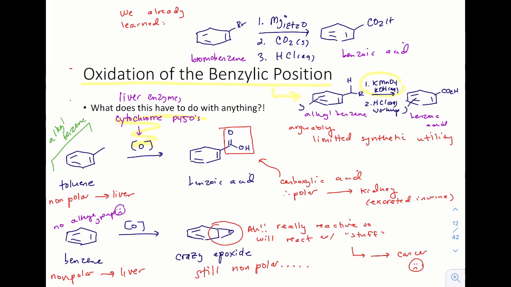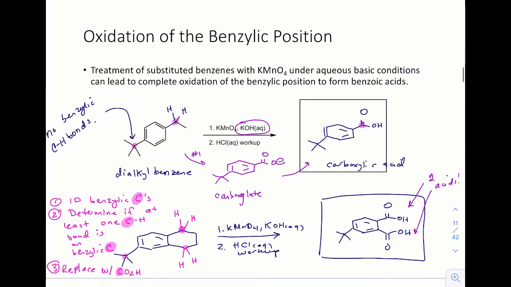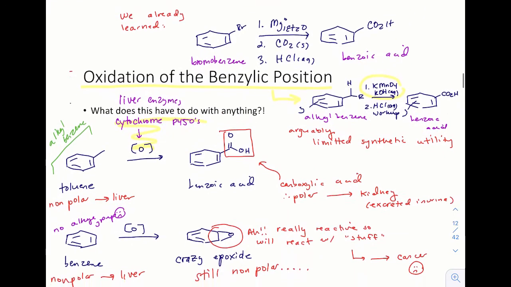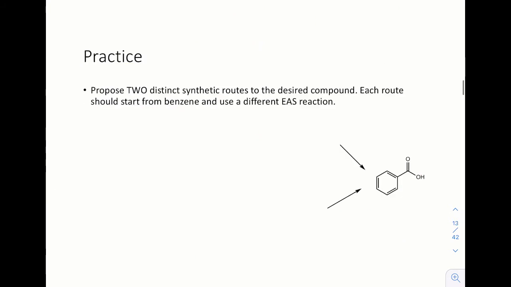So there are really two reasons why we learn the oxidation of the benzylic position. One, because we will be able to use it in a synthetic context. And two, because it's biologically relevant, it represents the laboratory version of a really important process that happens in the body.